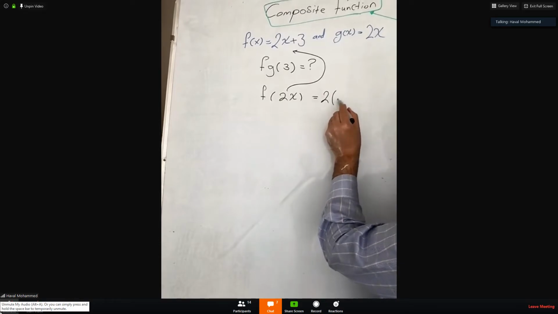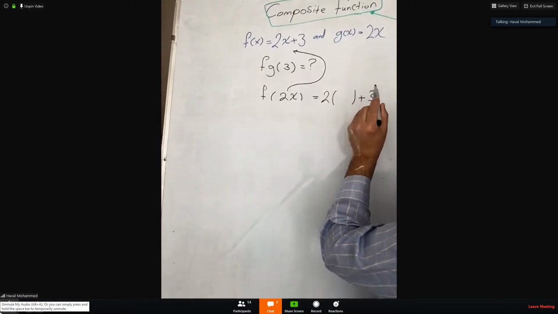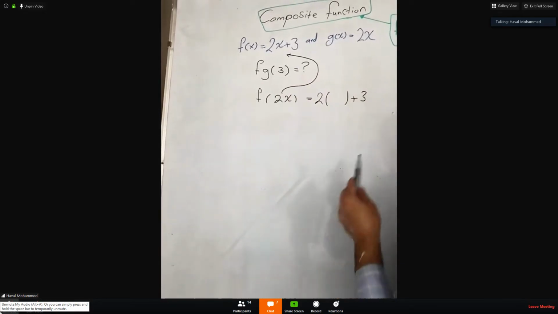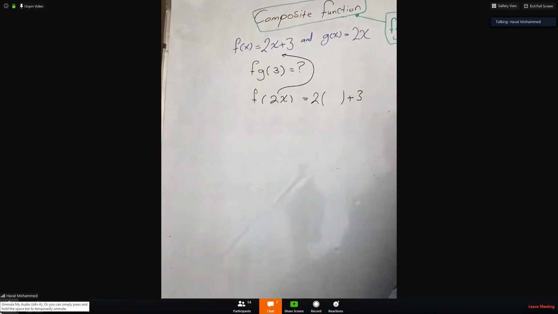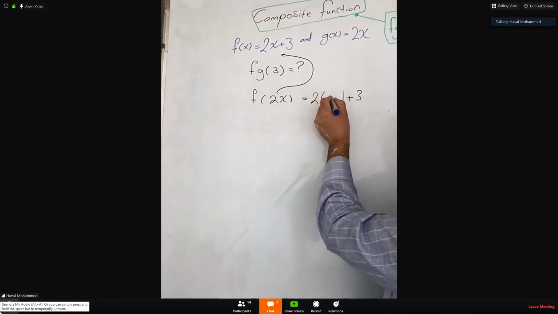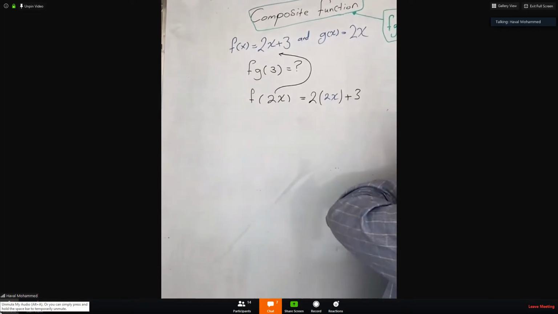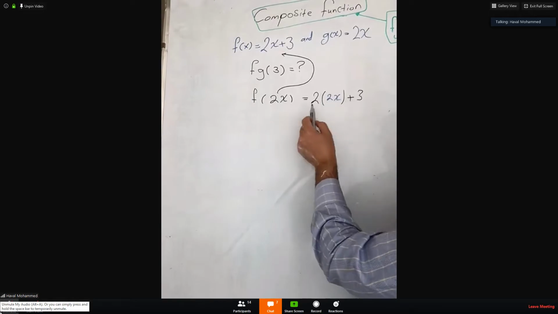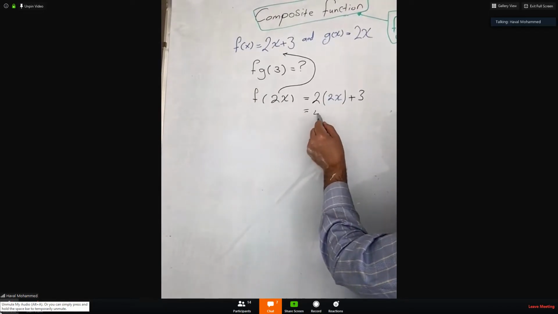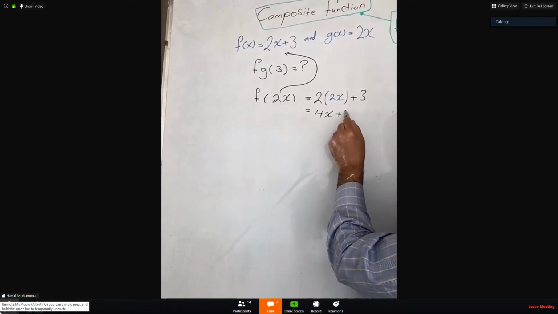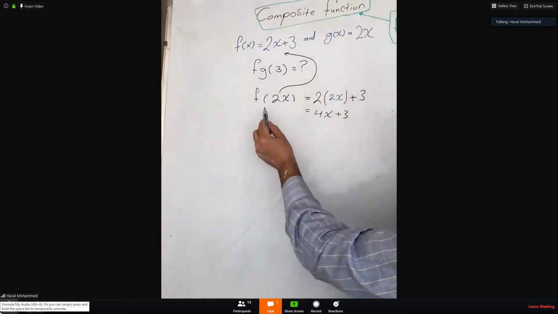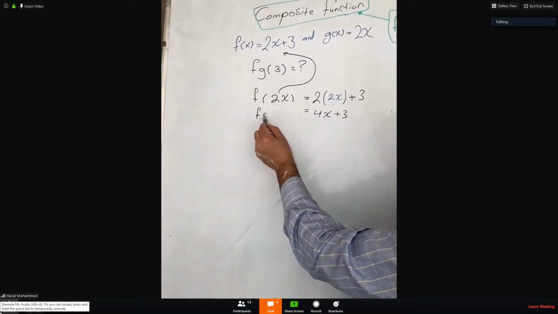2 bracket plus 3. Instead of x, I'm going to use a different marker for you to see. You write 2x. And now you expand, use a bit of math. 2 times 2x, 4x plus 3. That's what f(g(x)) is.